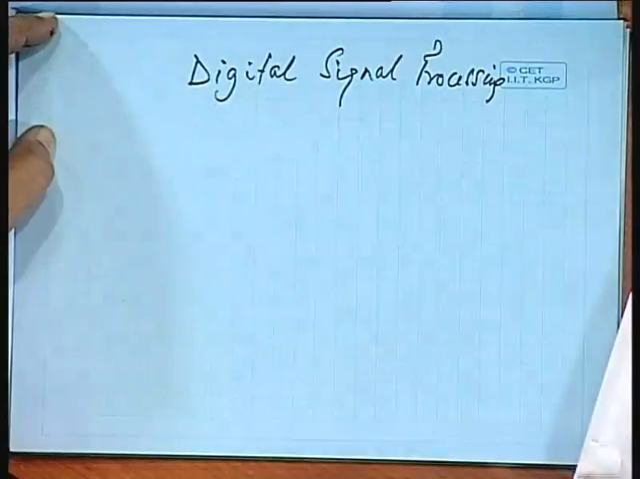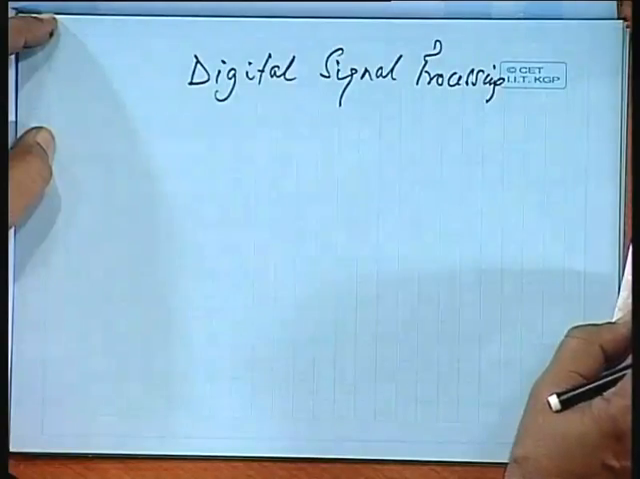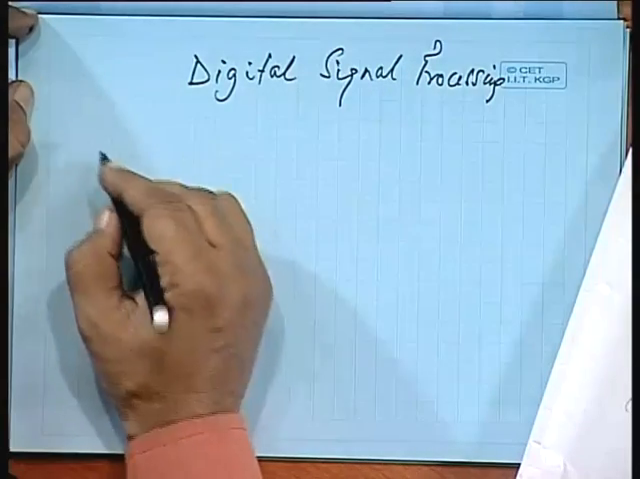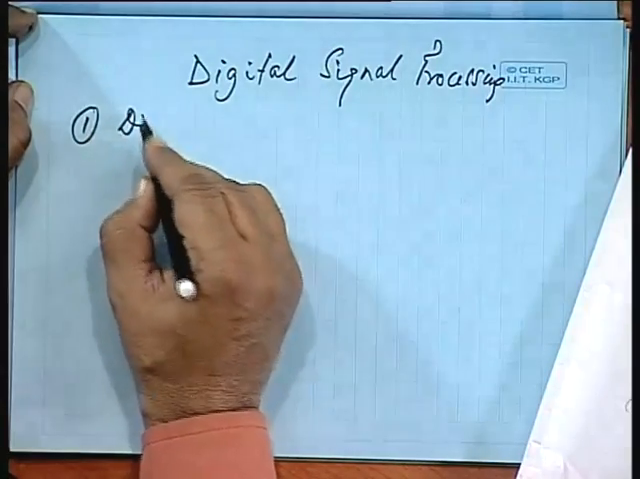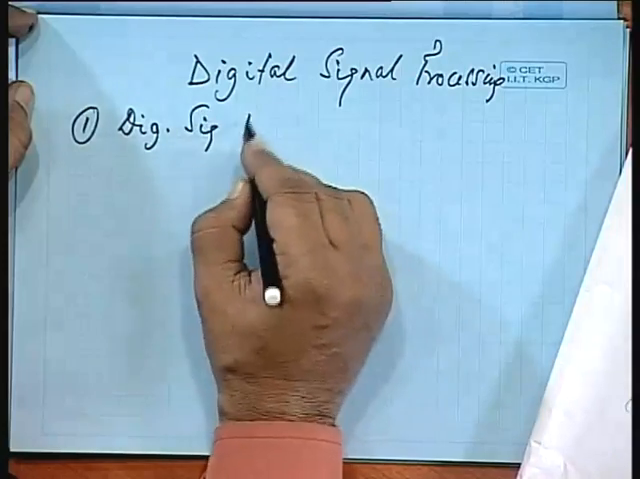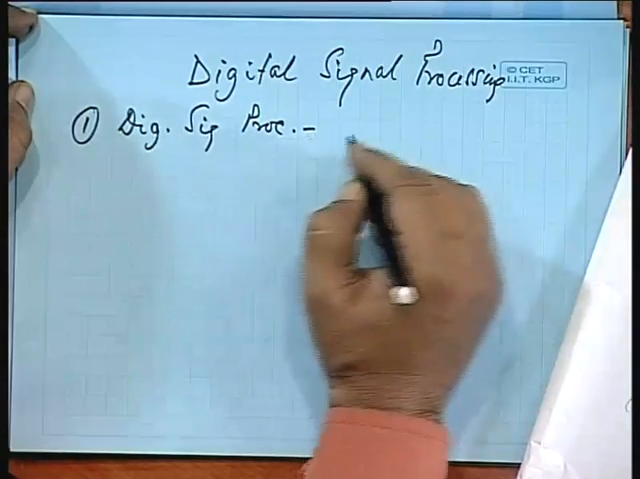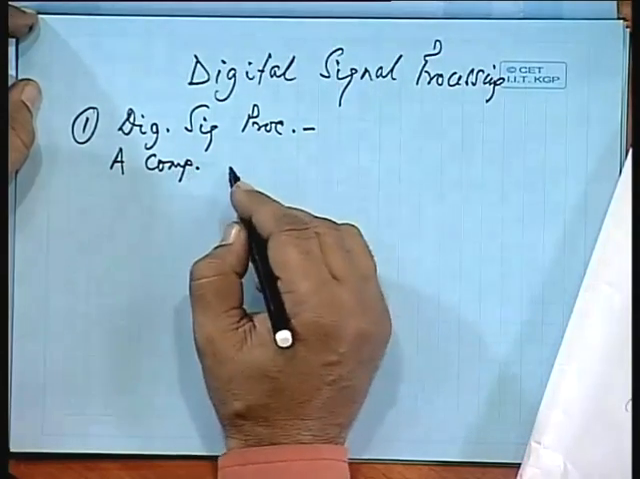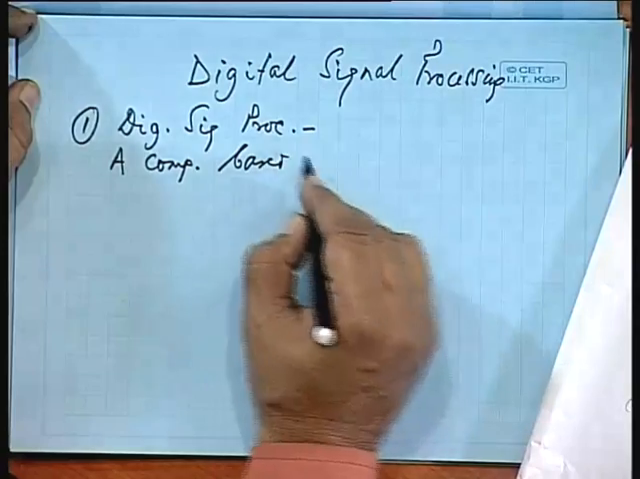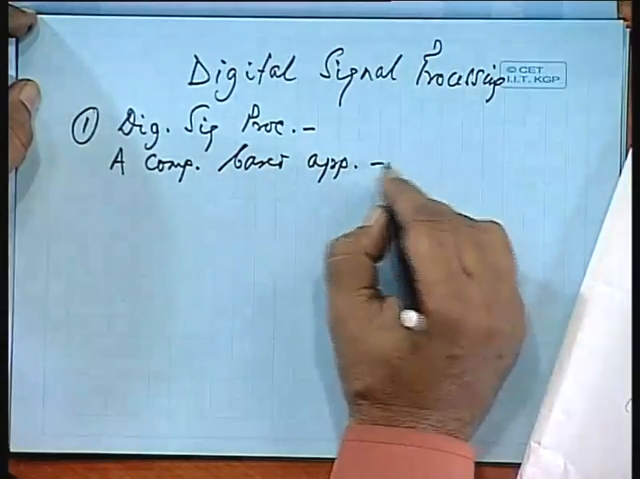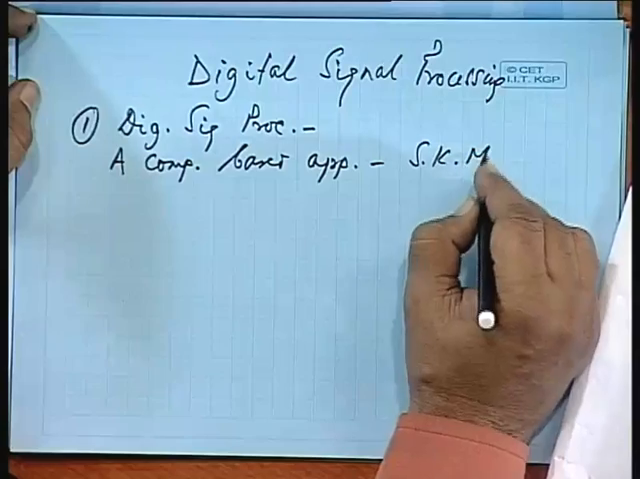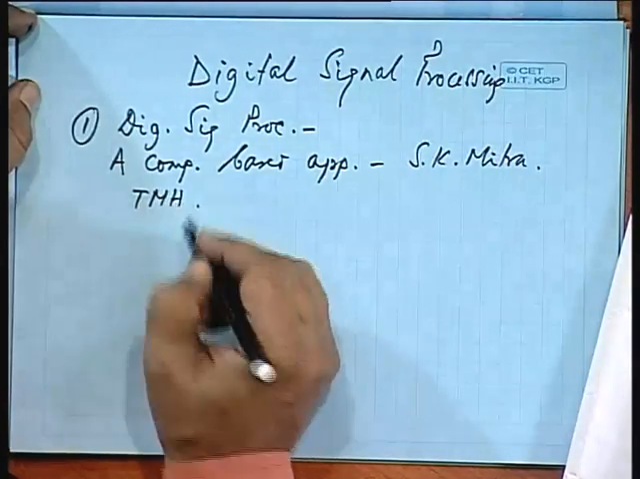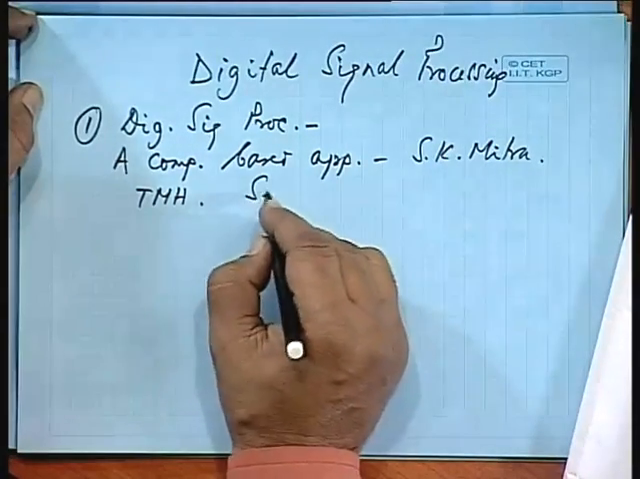Before we start, I would like to give you the references for textbooks that I shall be following most of the time. Digital Signal Processing: A Computer Based Approach by S.K. Mitra. This is TMH publication. It is available in the market. Second edition I shall be following.